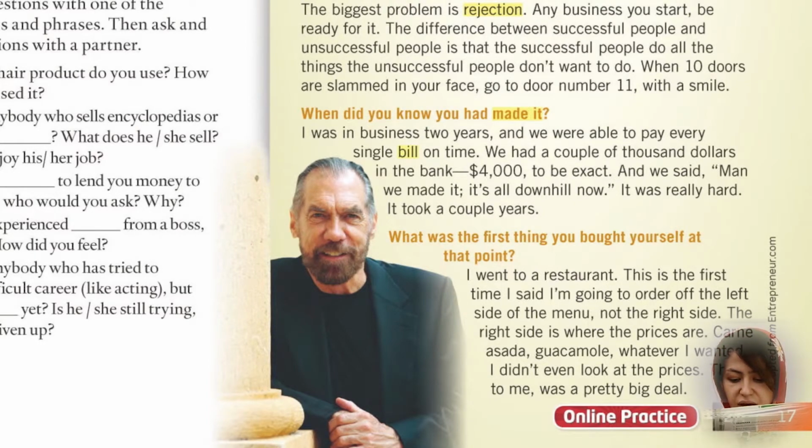What was the first thing you bought yourself at that point? I went to a restaurant. This is the first time I said I'm going to order off the left side of the menu, not the right side. The right side is where the prices are. Carne asada, whatever I wanted. I didn't even look at the prices. That to me was a pretty big deal. It was everything to him. So it was a highly attractive text actually.